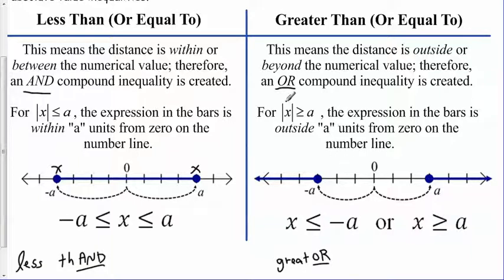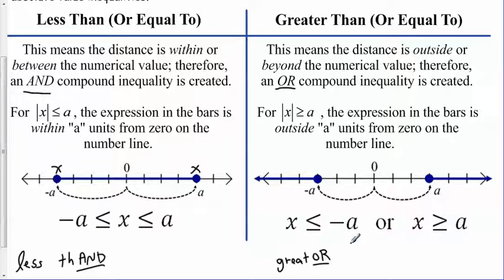So same idea. The absolute value of x is greater than or equal to a. What does that mean? It means that expression is outside a units from 0. It is greater than a units, so it's going to go beyond a units. So my solution space is pointing to the right, extending beyond a, so x is greater than or equal to a. But if I go towards the left, it has to be beyond this distance. It's going to be pointing outside as well. And so this is read as x is less than or equal to negative a. And so those are the two inequalities we're going to be working with.